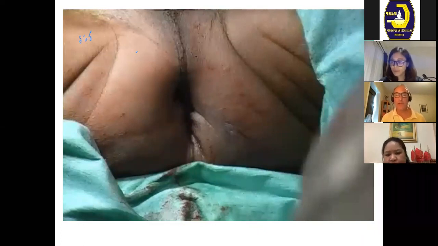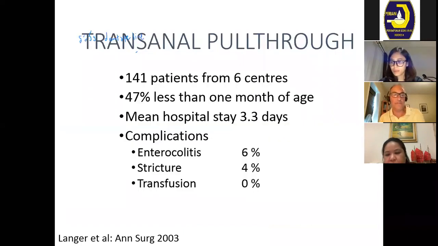And there are many, many ways to do a transanal pull-through. That's just my way of doing it. This is a slide that shows the outcomes from the transanal pull-through.